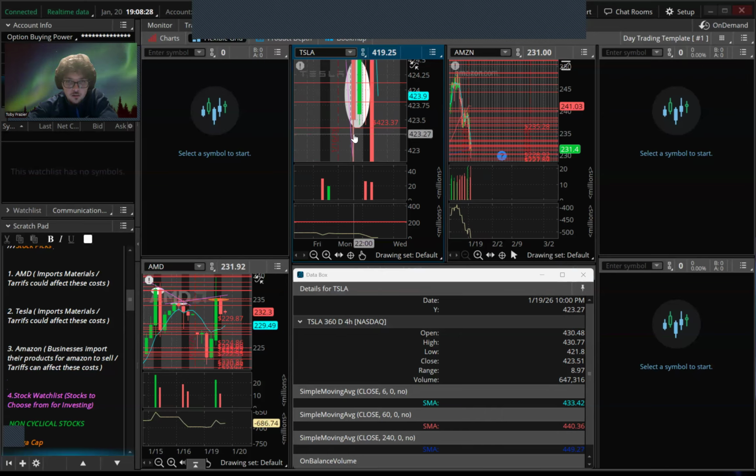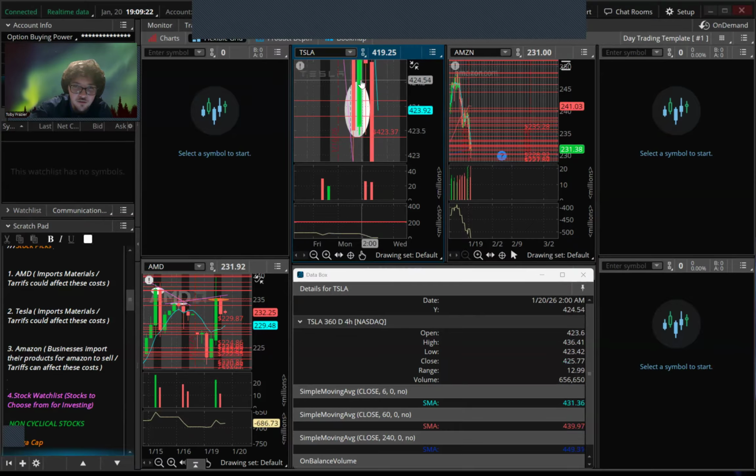Close at 51 cents, and open at 60. So that 51 cents is the lowest price point of these two candles on the right.